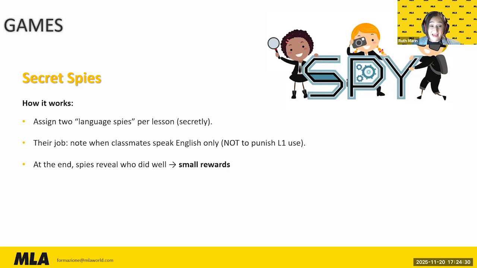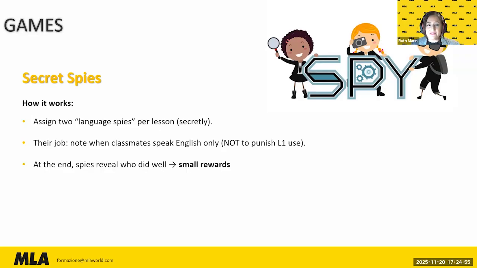I usually do it with a hat when I'm in the classroom and I have pieces of paper with nothing on them or spy. Okay, so it depends on the number of students you have. You could have two, you could have four. So you have language spies per lesson. Nobody knows who the language spy is, okay? But they are in charge of checking who's speaking more English, who's speaking less English.